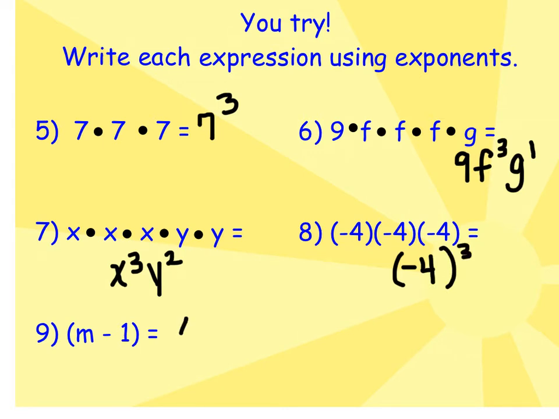And then number 9 is m minus 1 to the first, or since it's just to the first power, we could just write m minus 1.